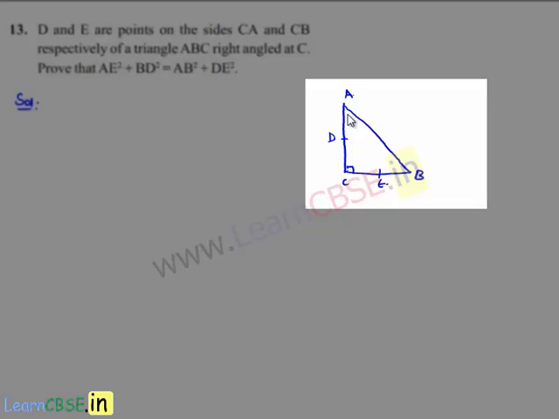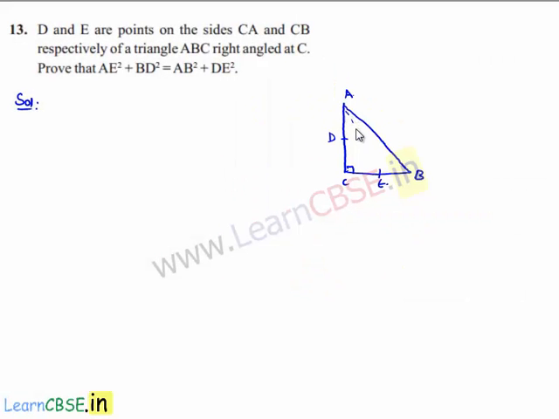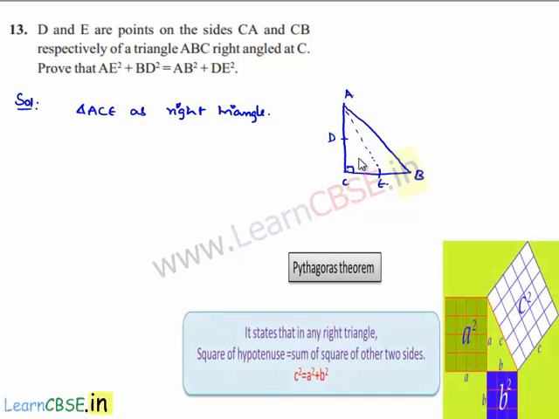Now in order to do this, let us join AE, then we get triangle ACE as right angle triangle. Now in right angle triangle we know that hypotenuse square is equal to sum of square of other two sides. We can write AE square is equal to AC square plus CE square. Let it be as equation number 1.